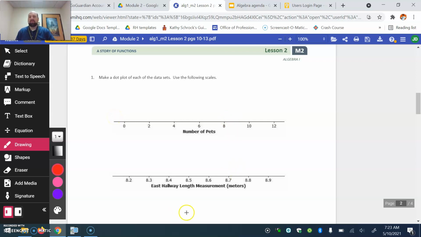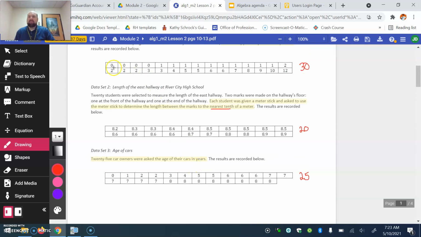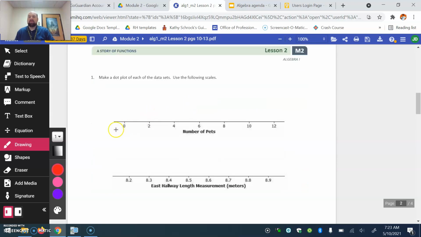Essentially what you do is, and it's kind of tricky, I'm going to have to keep scrolling up and down. I'll probably pause the recording. So, number of pets. I look at how many zeros there are: 1, 2, 3, 4. And I come down here and I'm going to put 4 dots above 0. So 1, 2, 3, 4.